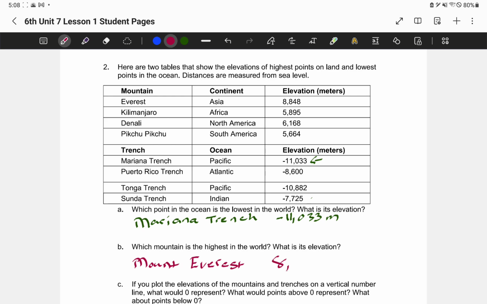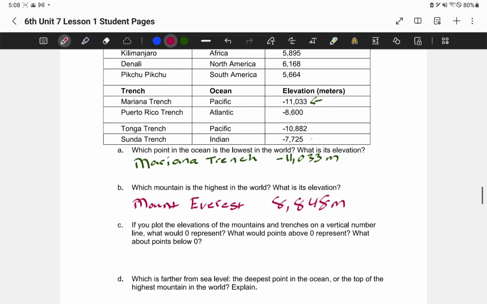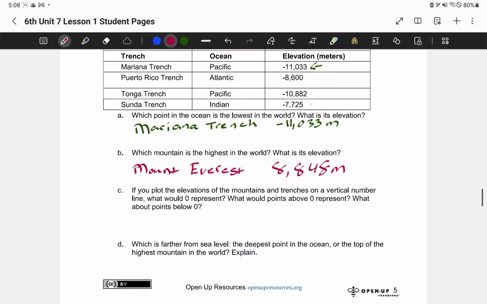And that's 8,848 meters. If you could plot the elevations of the mountains and the trenches on a vertical number line, what would 0 represent? Well, 0 would be sea level.